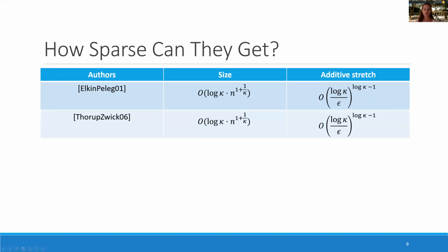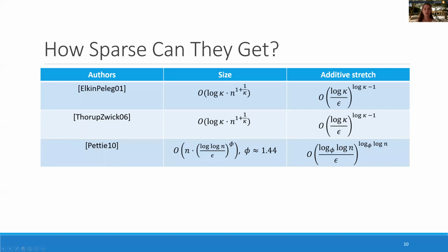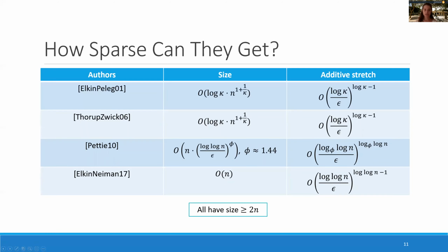Thorup and Zwick have also shown another construction of near-additive emulators, but these emulators are scale-free, meaning that these emulators provide a (1+ε, β) approximation for every ε greater than 0 simultaneously. Pettie also devised a construction that further minimizes the size of the emulator, and Elkin and Neiman have also shown an efficient construction of sparse emulators. However, note that all of these constructions have size of at least 2n.